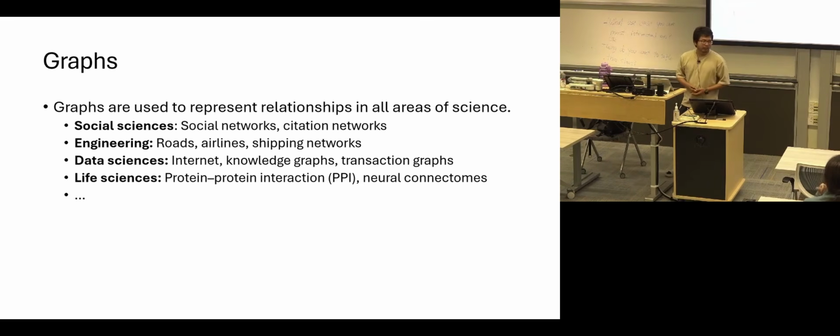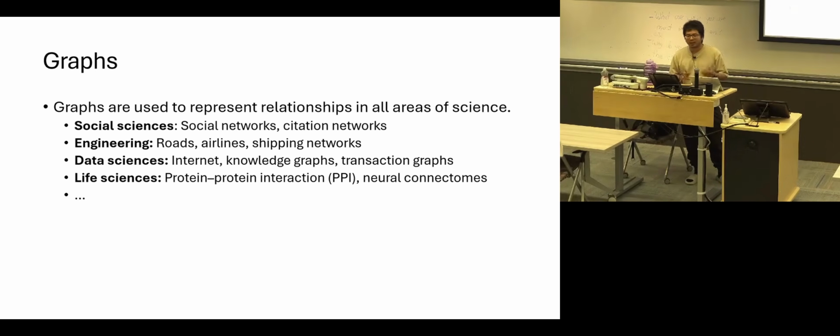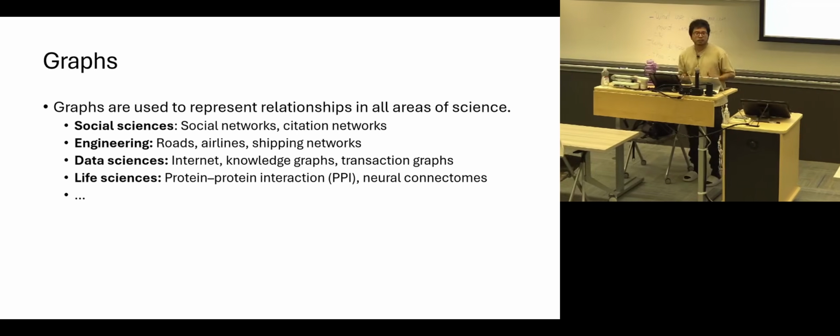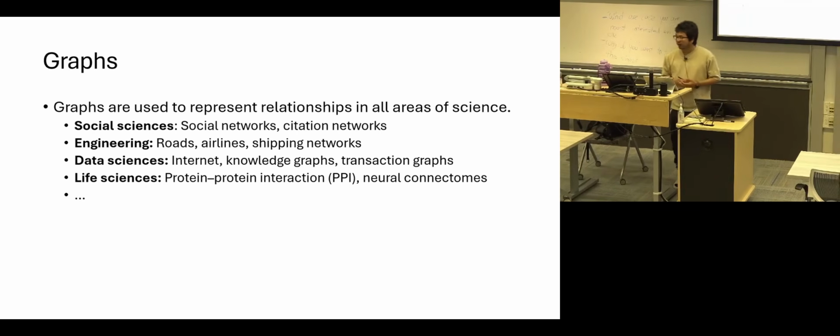Graphs are really important, they're kind of everywhere. Every area of science basically uses graphs to model anything that they care about. When you have objects and you want to model relationships between objects, the most natural thing to do is to use a graph. It can be a social network, road network, shipping network, internet, knowledge graph, or something in biology like brains. For brains, you use a graph to model them too, sometimes a hypergraph.